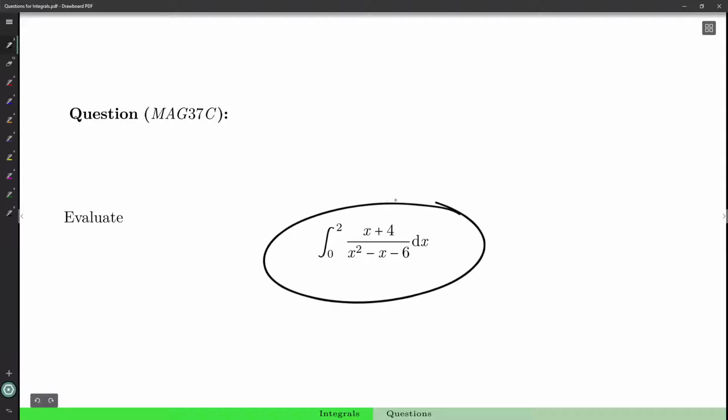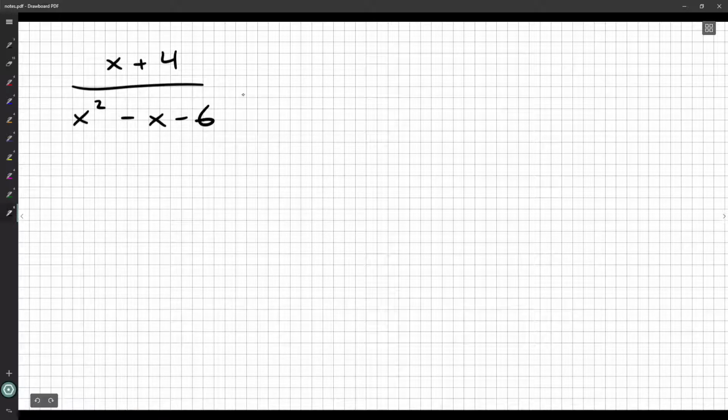Evaluate this definite interval. We're going from 0 to 2, x plus 4 over x squared minus x minus 6. So that's one polynomial over another polynomial. That suggests to me to use a partial fractions decomposition. Okay, let's give it a try here. First we have to decompose x plus 4 over x squared minus x minus 6.